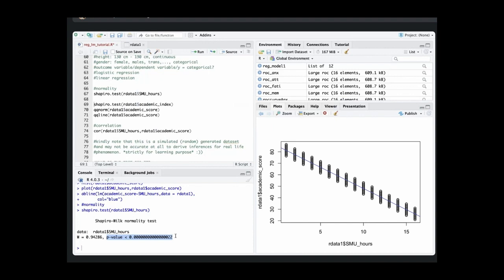Which simply tells us that our variable may not be normally distributed. Then another way to visualize this is using QQ plots, right?